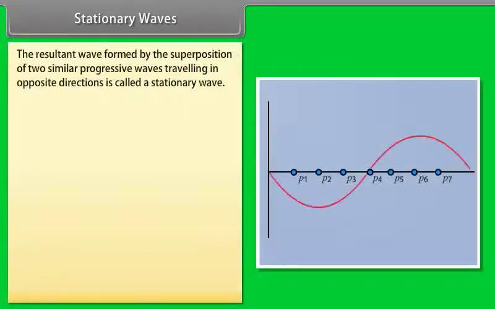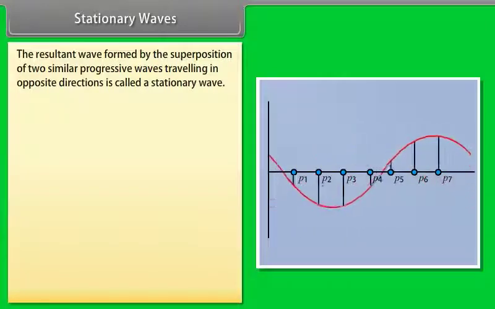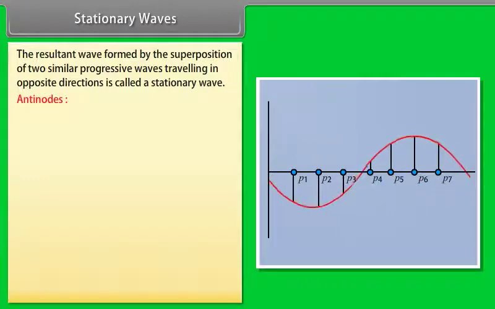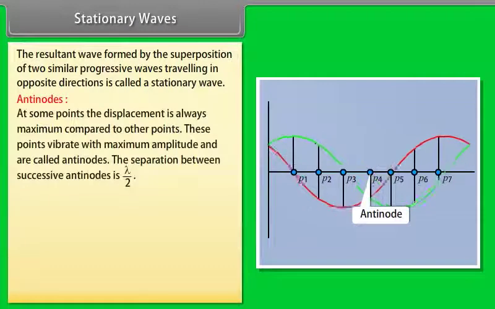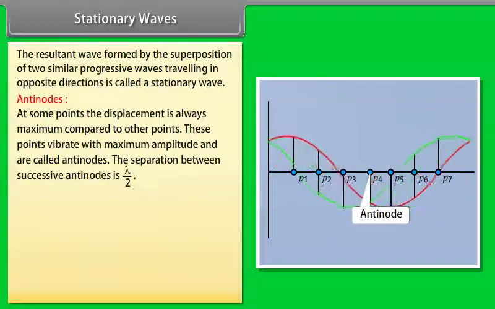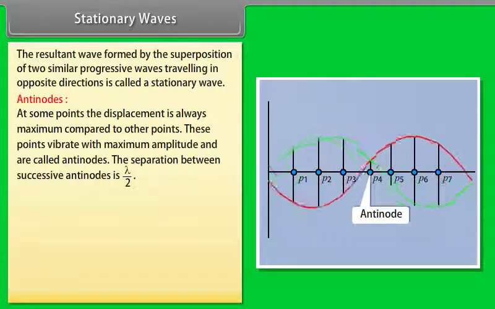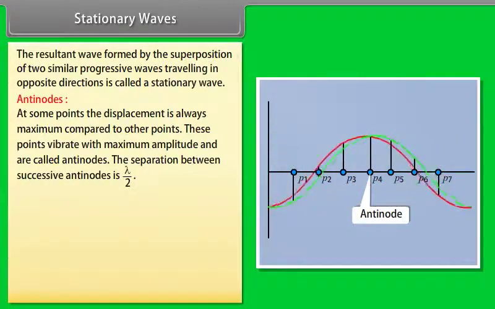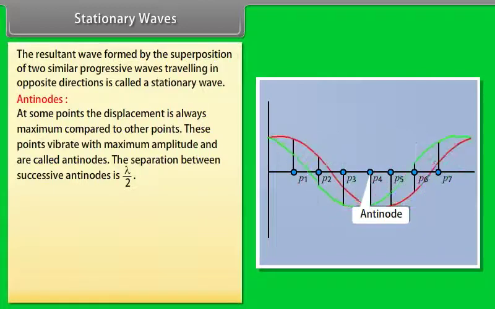Stationary waves. The resultant wave formed by the superposition of two similar progressive waves traveling in opposite directions is called a stationary wave. Antinodes. At some points, the displacement is always maximum compared to other points. These points vibrate with maximum amplitude and are called antinodes. The separation between successive antinodes is lambda by 2.